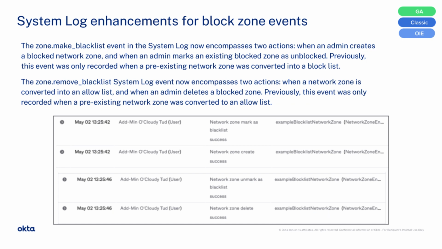System log enhancements for block zone events. Zone make now encompasses two actions: when an admin creates a blocked network zone, and when an admin marks an existing blocked zone as unblocked. Zone remove now encompasses two actions: when a network zone is converted into an allow list, and when an admin deletes a blocked zone. System log enhancement for network zone events. A network zone ID is now added as a target for all network zone events in the system log.